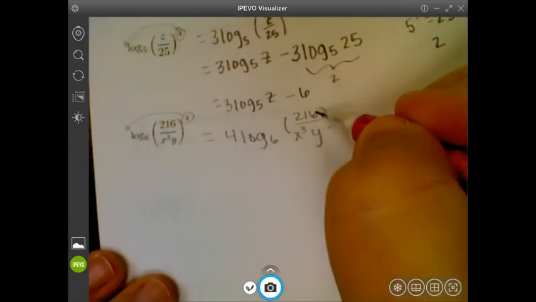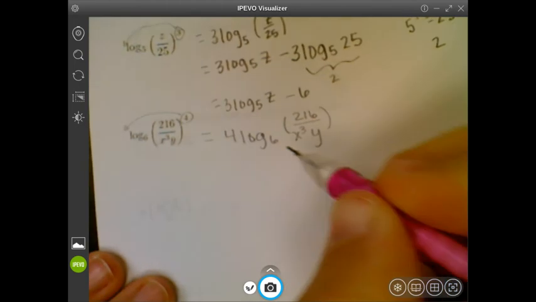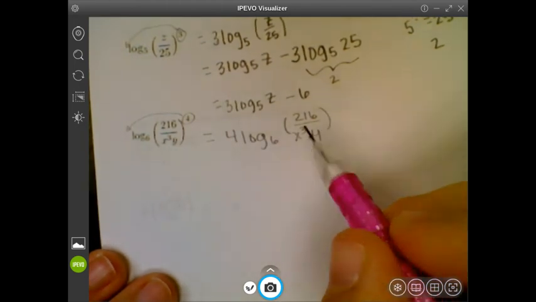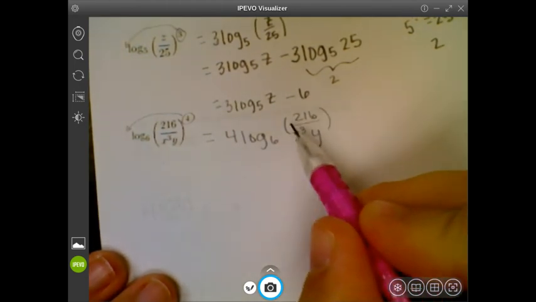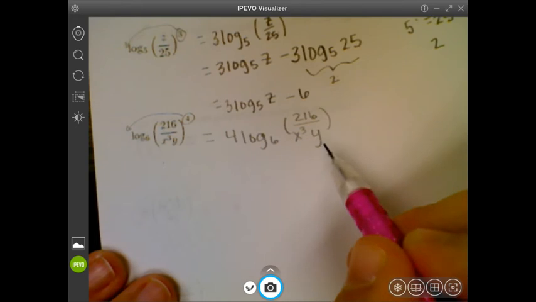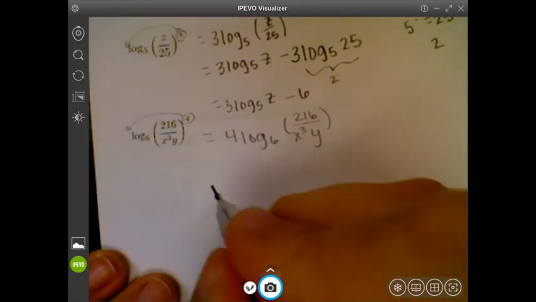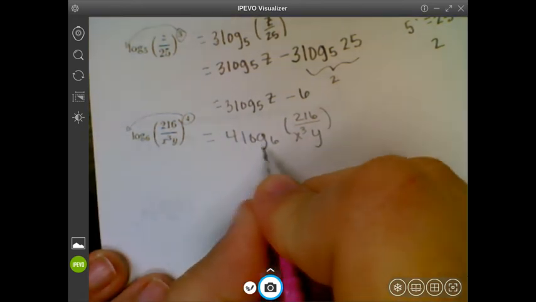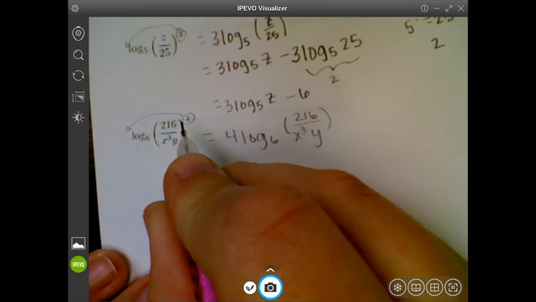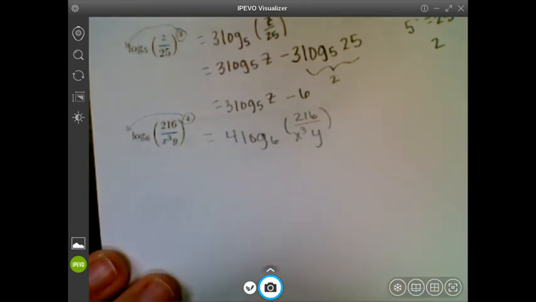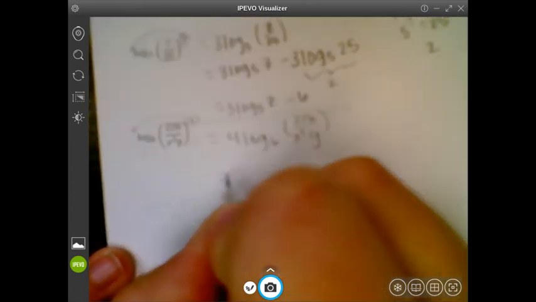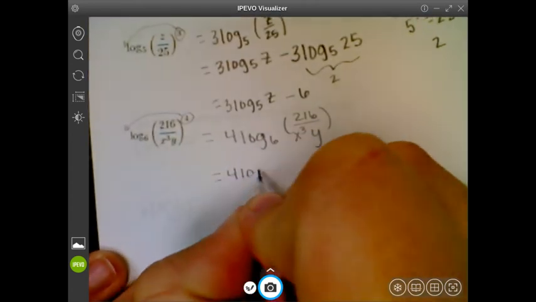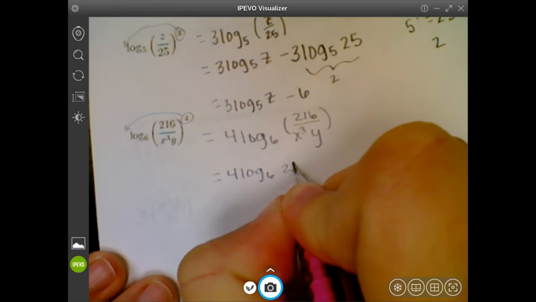And then from there, you can go ahead and get rid of the fact that there's a fraction and split this into multiple logarithms. It's going to be 3 total. It's going to be one with the number, one with the x, and one with the y. And each one of the logs will be log base 6, and each one will have a 4 in the front since all of those were being raised to the power of 4. So it'll be 4 log base 6 of 216.